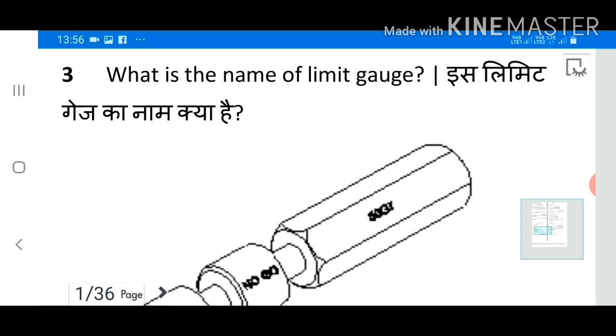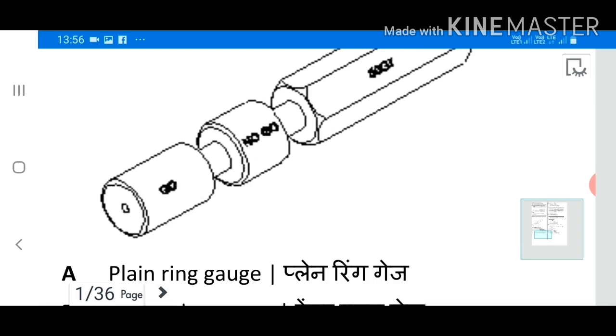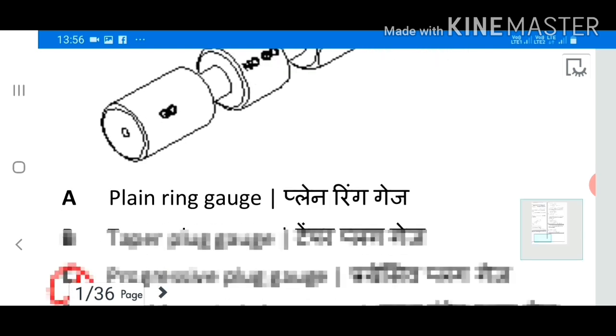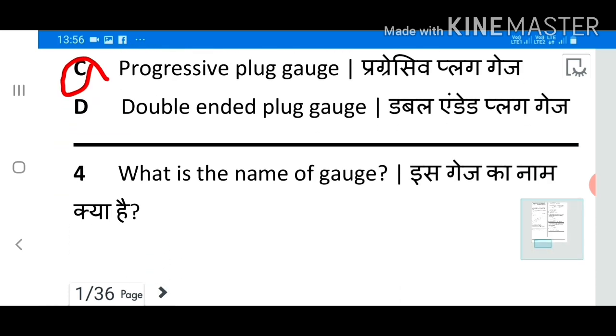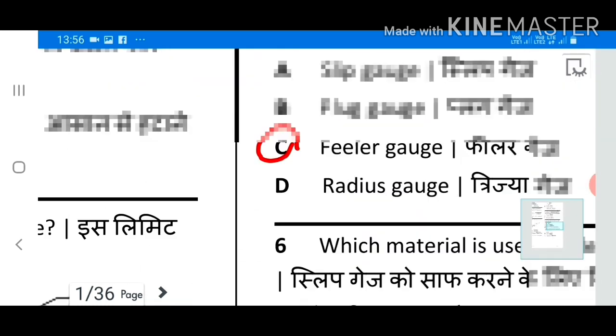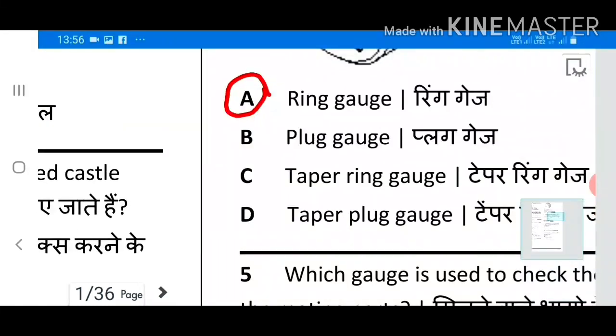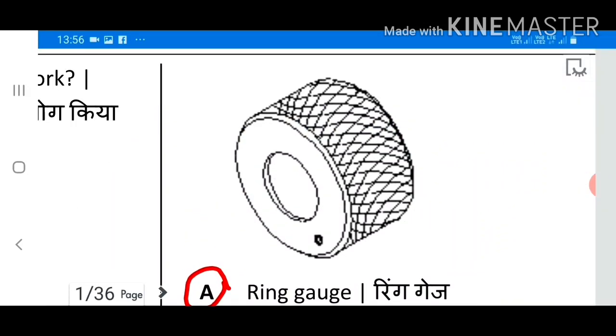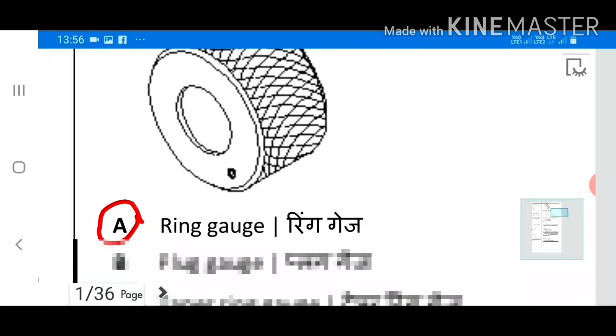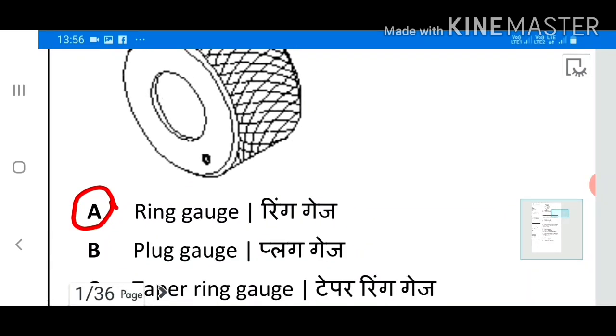Third, what is the name of limit gauge? Answer C. Progressive plug gauge. 4. What is the name of gauge? Answer: ring gauge.